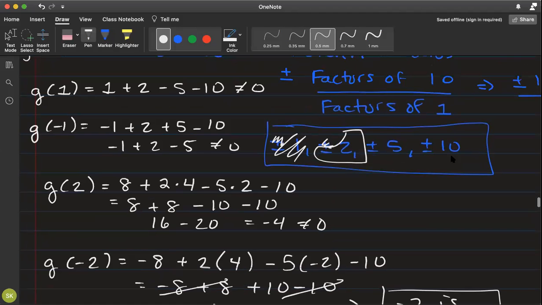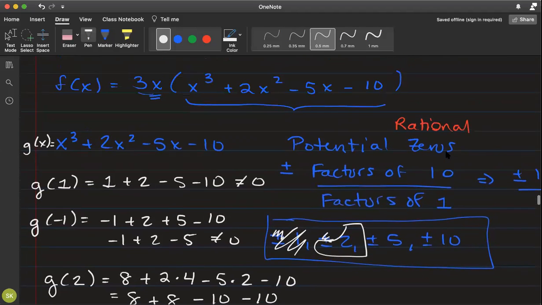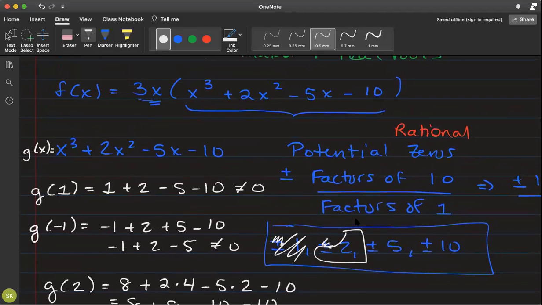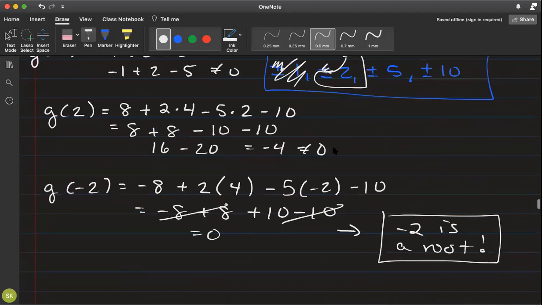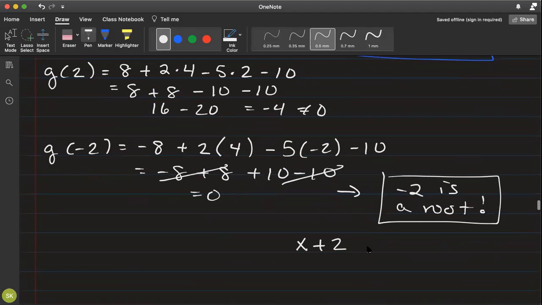And we could try the other ones too, but what I'm going to do now is because I have a root that tells me that x plus 2 is a factor of g of x. Remember, it's x minus c, and then when we plugged in c and we got 0, which means we got a remainder of 0, that would make x minus c a factor. So x plus 2 is a factor.